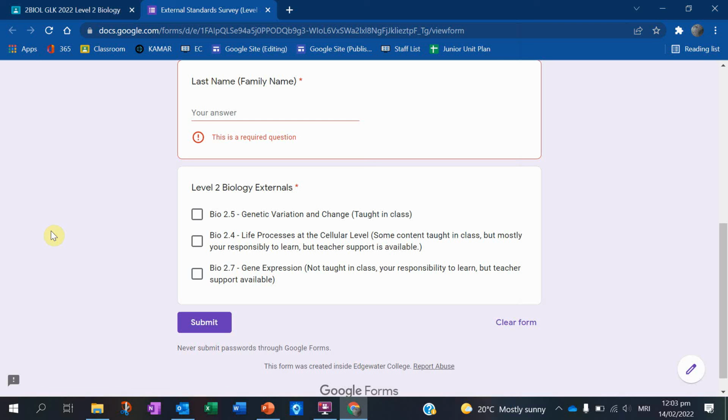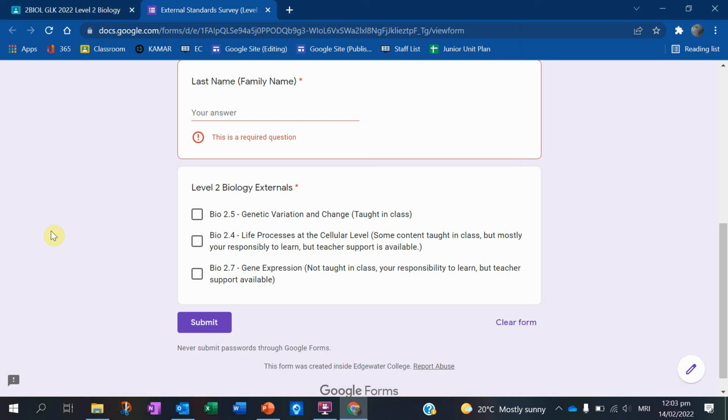So the one that we are going to all do together in class is that genetic variation and change, that first one. That second one on life processes at the cellular level, some of that material will be taught because we need to teach it for you guys to do the microscopes standard, but it won't all be taught. So there is going to be some responsibility for you to learn the rest of the material, but the teacher is always able to support you in learning that material. We may not have class time to cover it all.